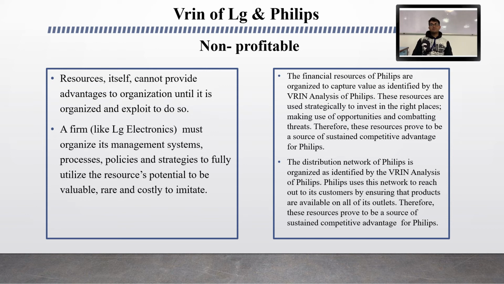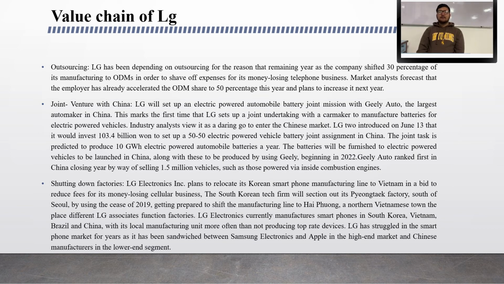Value chain of LG. First one is outsourcing. LG has been depending on outsourcing; in the remaining year the company shifted 30% of its manufacturing to ODMs in order to shave off expenses for its money-losing telephone business. Second one is joint venture with China. LG will set up an electric automobile battery joint venture with Geely Auto, the largest automaker in China.